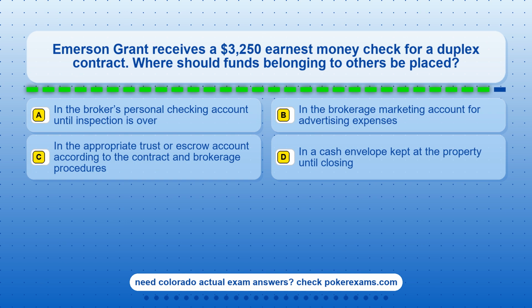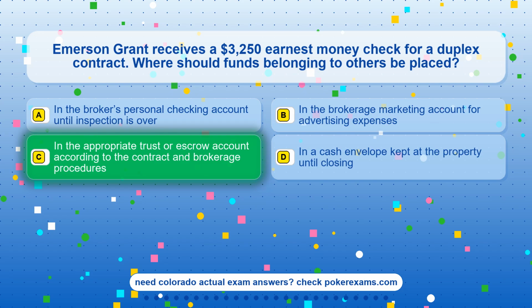Question 8. Emerson Grant receives a $3,250 earnest money check for a duplex contract. Where should funds belonging to others be placed? Option A. In the broker's personal checking account until inspection is over. Option B. In the brokerage marketing account for advertising expenses. Option C. In the appropriate trust or escrow account according to the contract and brokerage procedures. Option D. In a cash envelope kept at the property until closing.